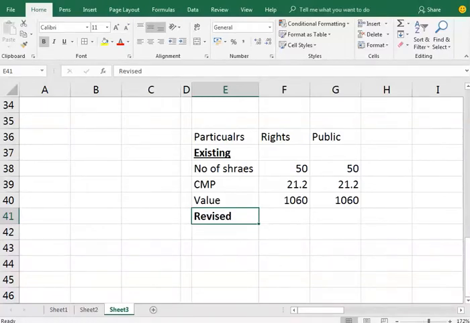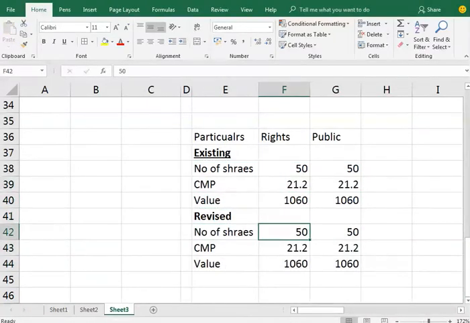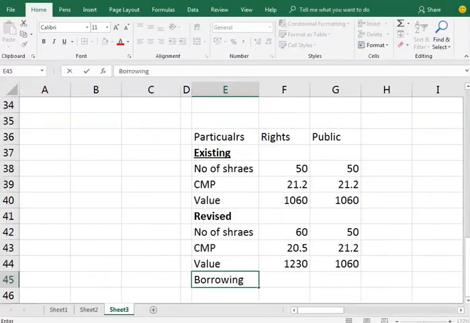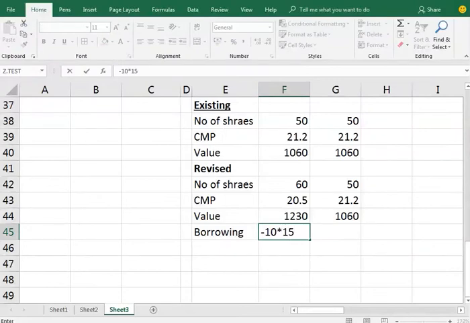After the project is announced, the only thing which I know is the value has to become 1080, a 20 crore NPV. That is what is going to happen in both scenarios. Now after the project is announced, if I do a rights issue, my shares will go up to 60 crore. Price will become 20.5. And these set of people would have taken a borrowing of 10 crore shares into 15.